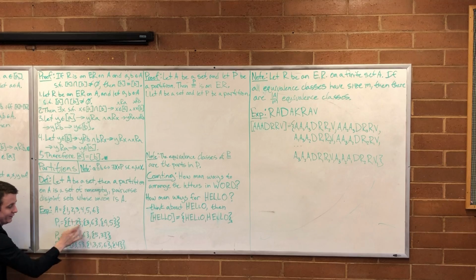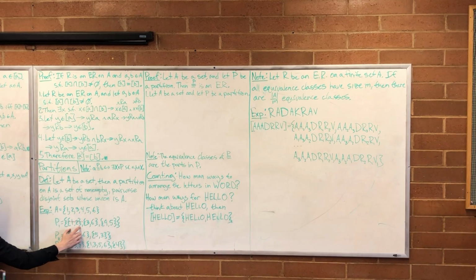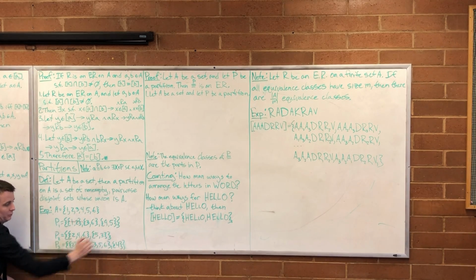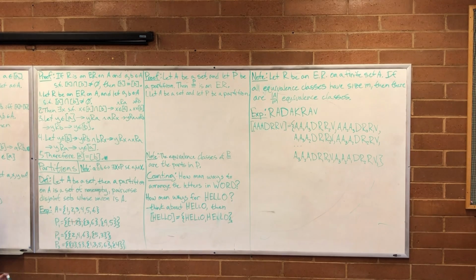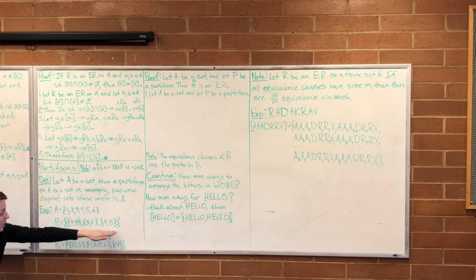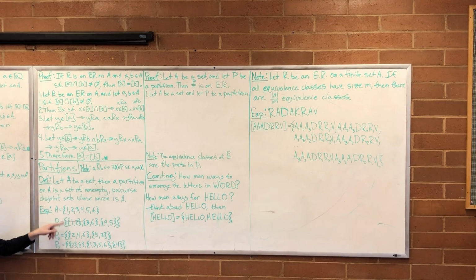They don't have any elements in common is another way to say that. This doesn't have any elements in common with this, or with this, or with this. But they have to have all the elements in A. When you union them up, you get A. They're disjoint. Yeah, looks like it works. What about P2? No. Why not? It's missing the element 1.